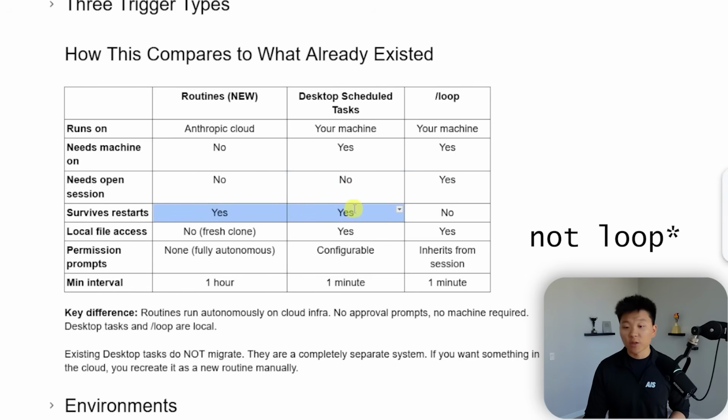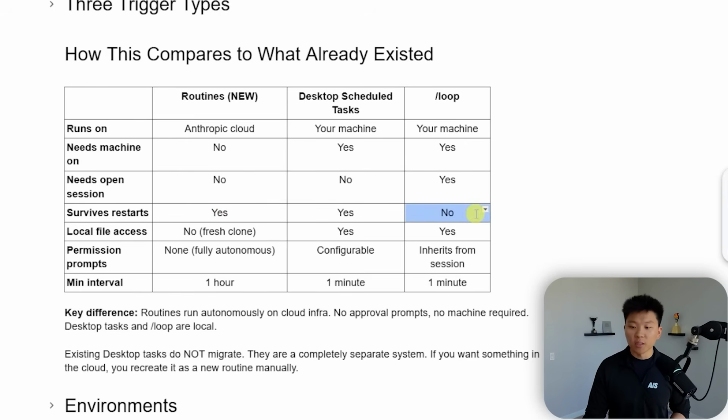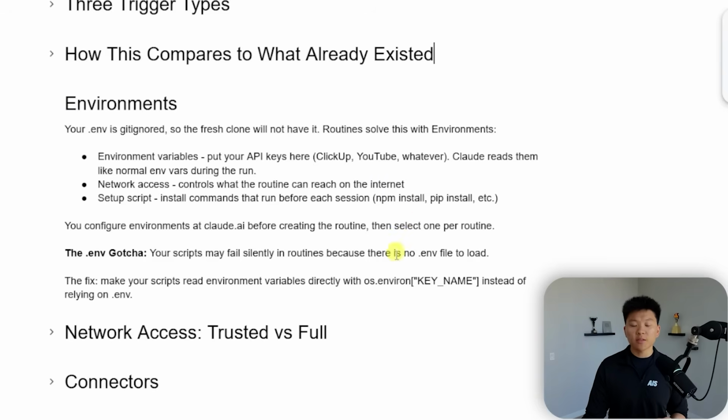Do they survive across restarts? The first 2 do, but loop does not. That has to live within a specific session. Local file access, no, for the routines because it works off of the GitHub repo. And for the next 2, yes, you have local file access. Permission prompts with routines, it's fully autonomous. And for these 2, they are configurable. And then the minimum interval for routines is 1 hour, and these 2 could go every minute if you want.